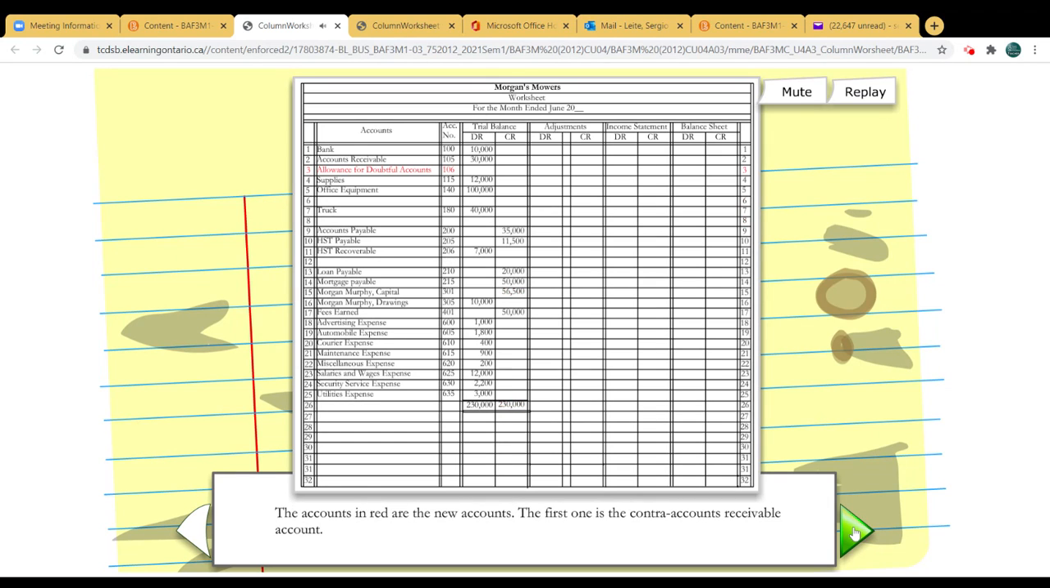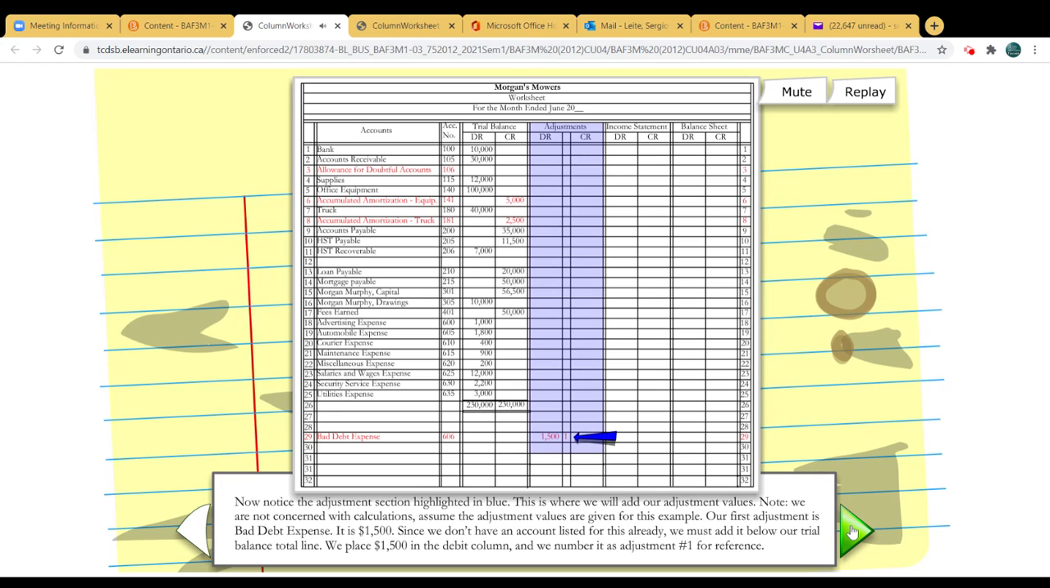The accounts in red are the new accounts. The first one is the contra accounts receivable account. The next are the contra fixed asset accounts. With these, now notice the adjustment section highlighted in blue. This is where we will add our adjustment values.